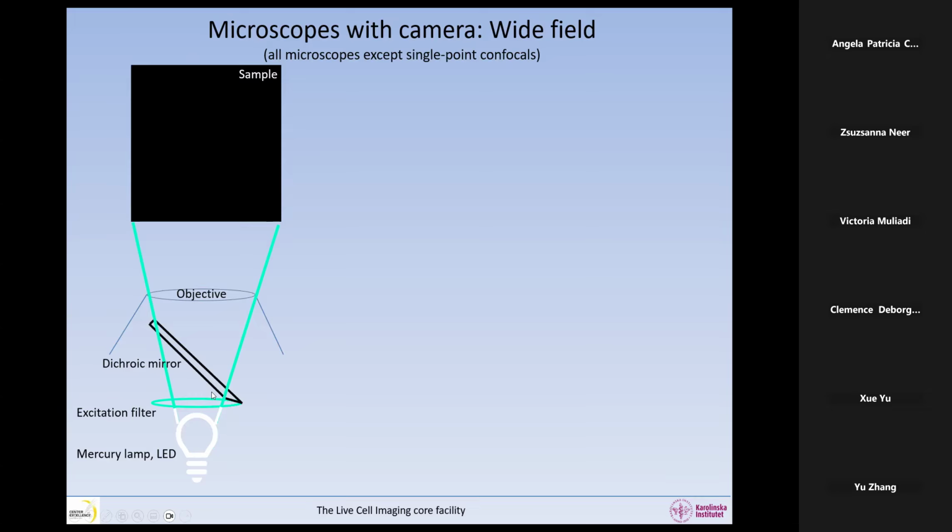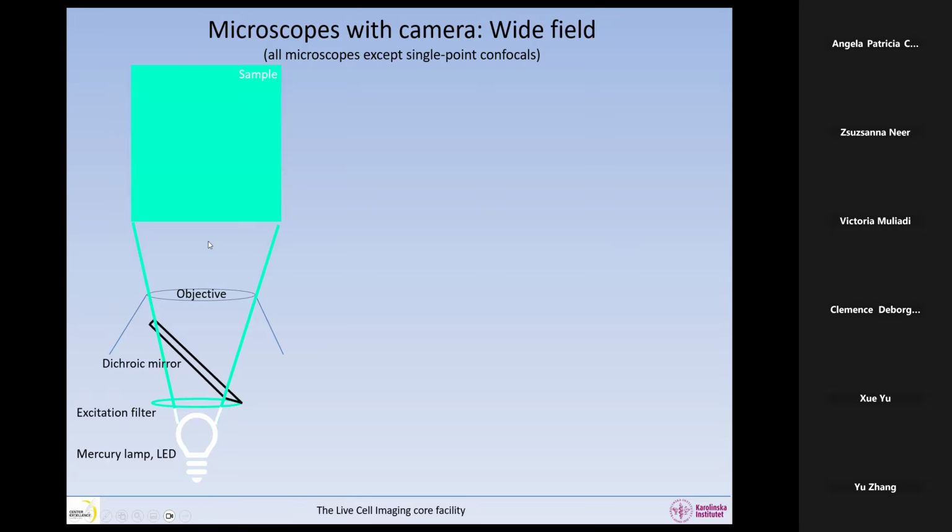And we have, as you know, a dichroic mirror. The light goes through the dichroic mirror. The sample is excited very well. This is wide field. It means the whole field of view is illuminated at once. That's why I drew a big square of green light. The whole sample is illuminated. And this is why it's called wide field, right?